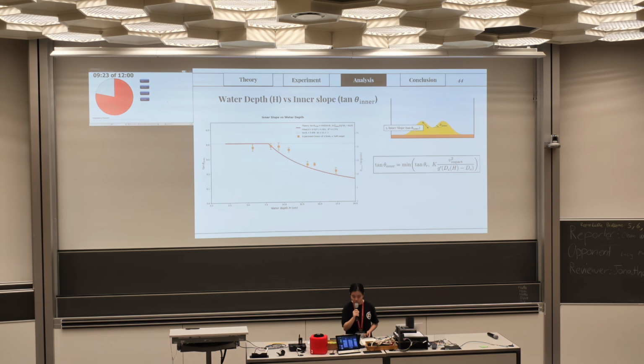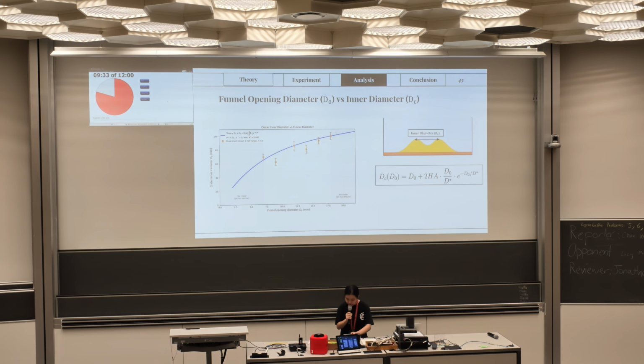For the inner slope versus water depth, at shallow depths, the slope is fixed at the angle of repose. Beyond about 8 cm depth, the slope drops and the crater grows wider. Here, the data shows the crater diameter generally increasing with D0 and gradually leveling off as D0 further increases.